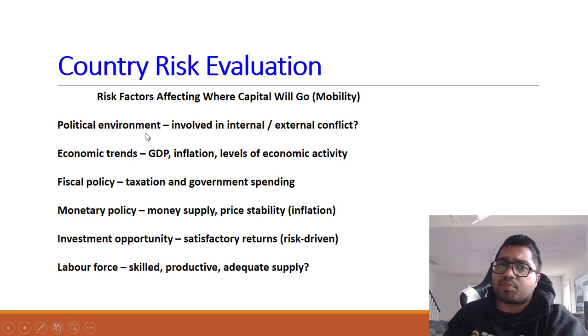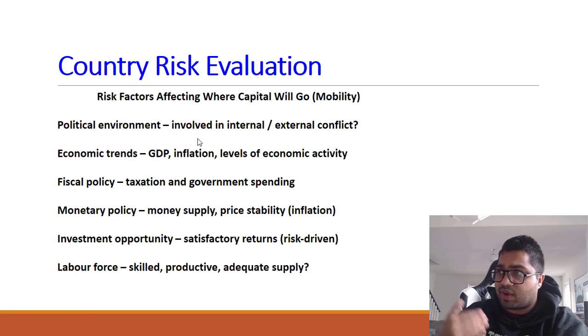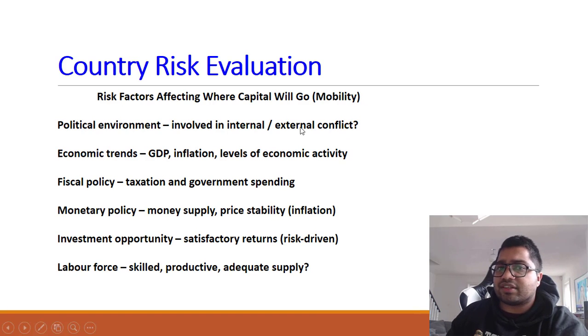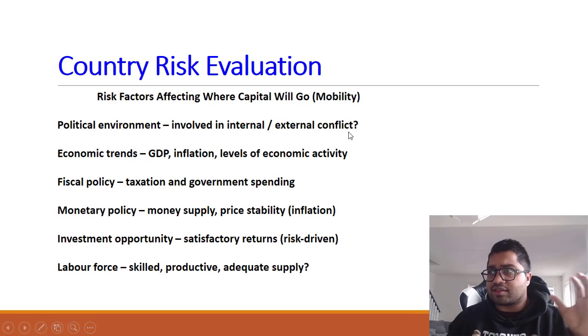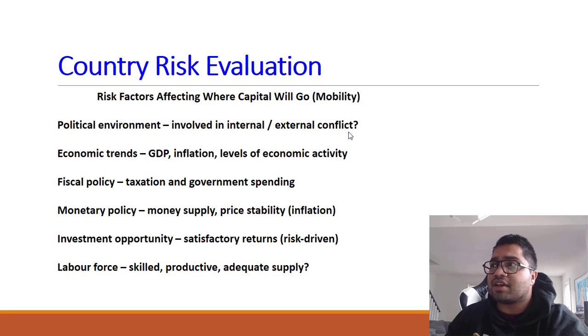It depends on political environment. For example, Venezuela: there was a capital flight from Venezuela. Why? Because the political and economic environment was not good. Are you involved in internal or external conflict? There is a war going on between Armenia and Azerbaijan. Because of that, capital flight is taking place from those economies.